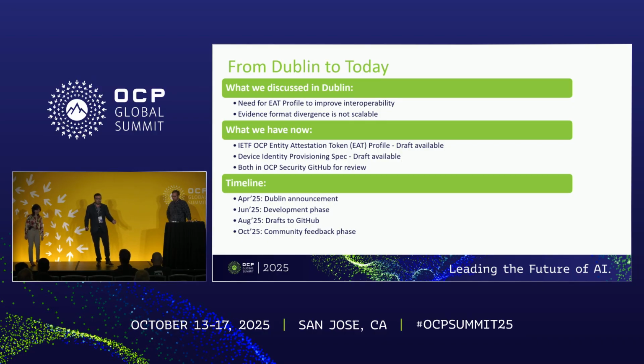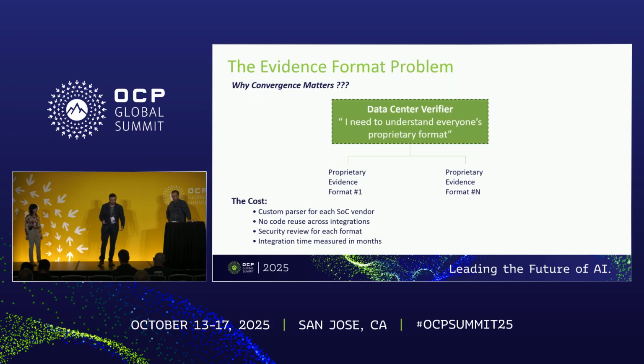And we made a long journey since then, and we developed the first complete draft, because right now it's a complete draft of the EAT profile, and we are looking for review. And we created the first device identity provisioning spec draft, which is still available for review. Both are in the OCP security GitHub for review, and we invite everyone to look it up. So I give the word to Roksana.